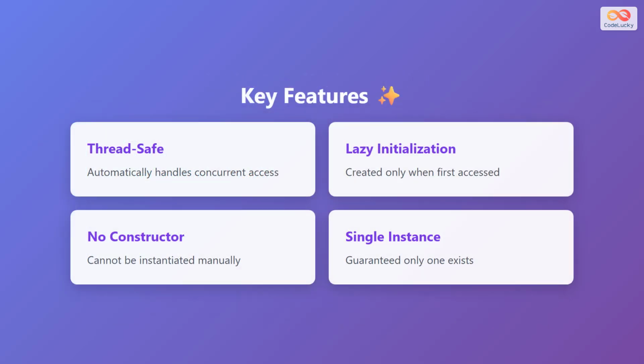Object declarations come with powerful features built in. They are thread-safe by default, meaning concurrent access is handled automatically. They use lazy initialization, created only when first accessed. They cannot be instantiated manually since there's no constructor. And most importantly, Kotlin guarantees only one instance exists.